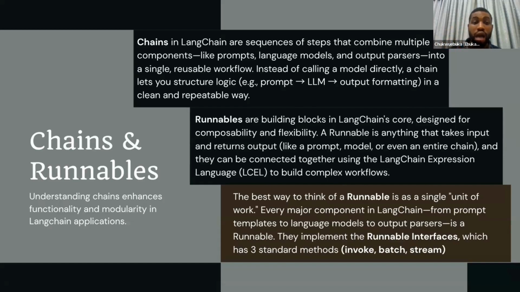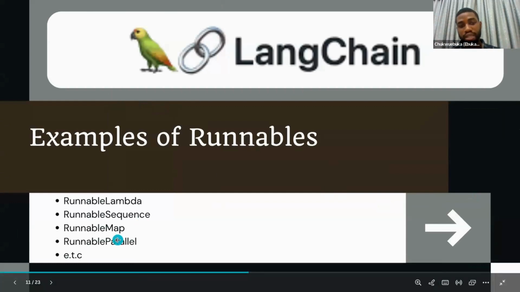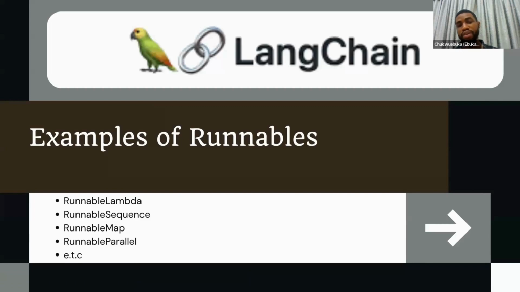They have the invoke, and we've been using invoke a lot. They have the batch. So what does the batch do? The batch is used to process more than one input at the same time. So multiple inputs, multiple outputs. And then the stream is what you have on ChatGPT, or all these AI models, where the output is coming out in bits, in chunks, so to speak. And examples of runnables: we have runnable lambda, runnable sequence, runnable map, and runnable parallel.